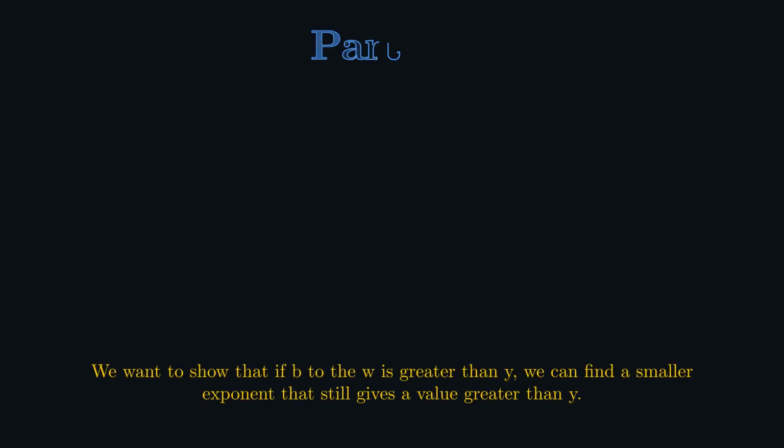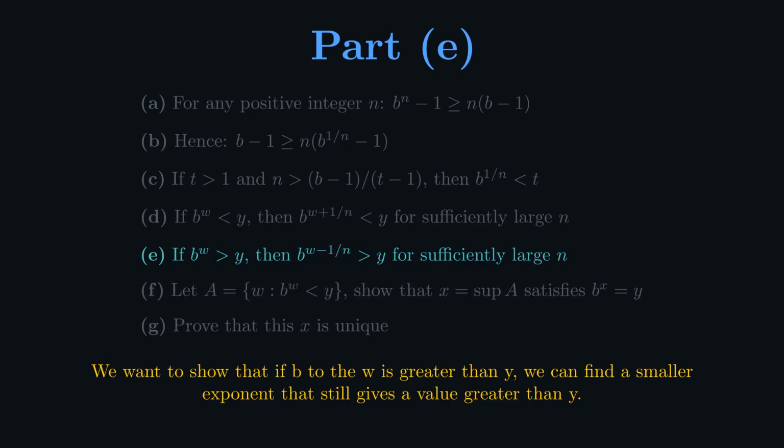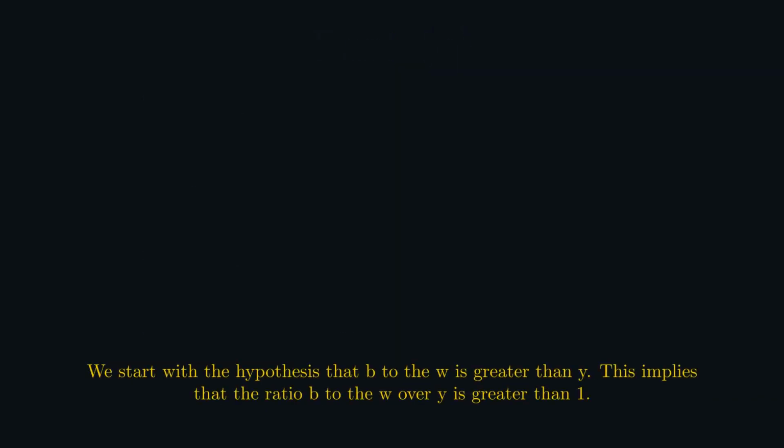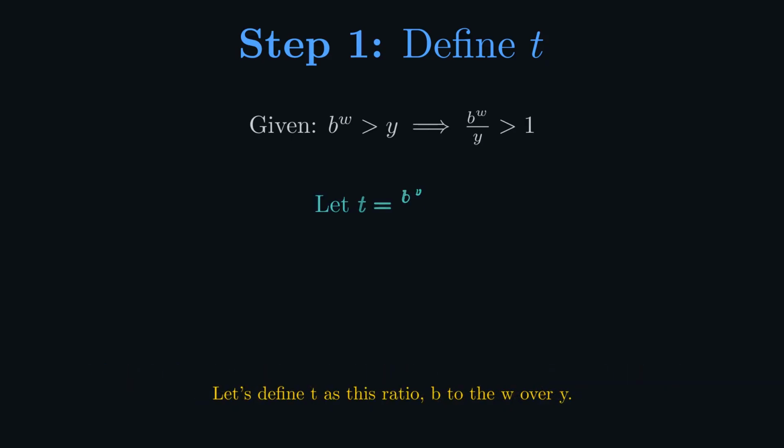Now for part E, we want to show that if b to the w is greater than y, we can find a smaller exponent that still gives a value greater than y. We start with the hypothesis that b to the w is greater than y. This implies that the ratio b to the w over y is greater than 1. Let's define t as this ratio, b to the w over y.